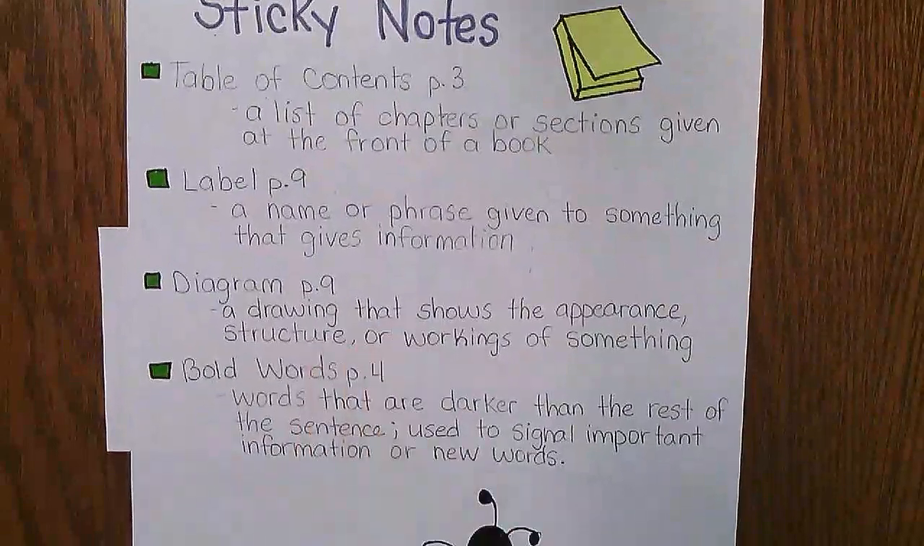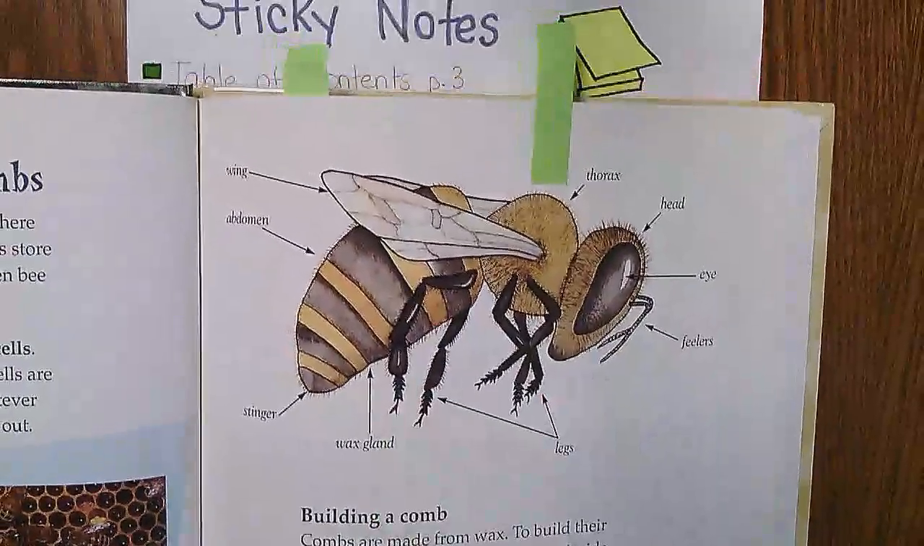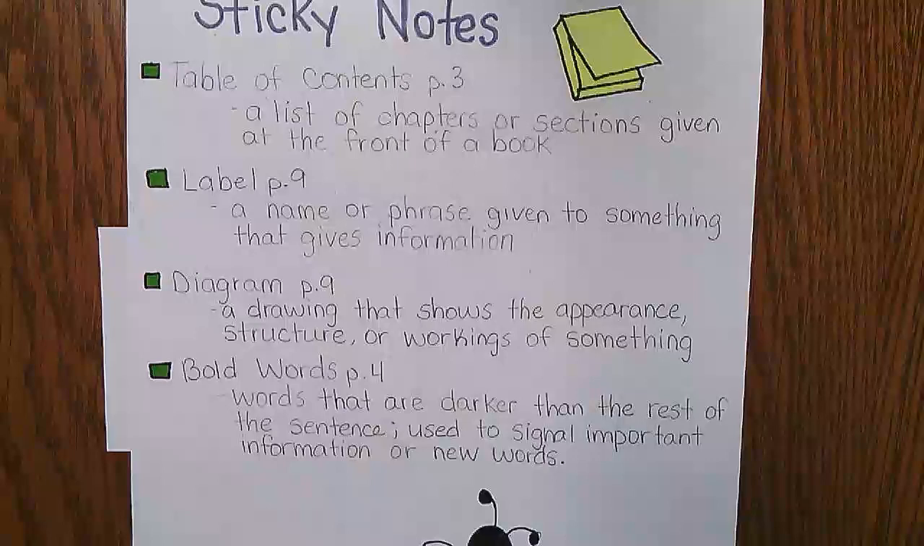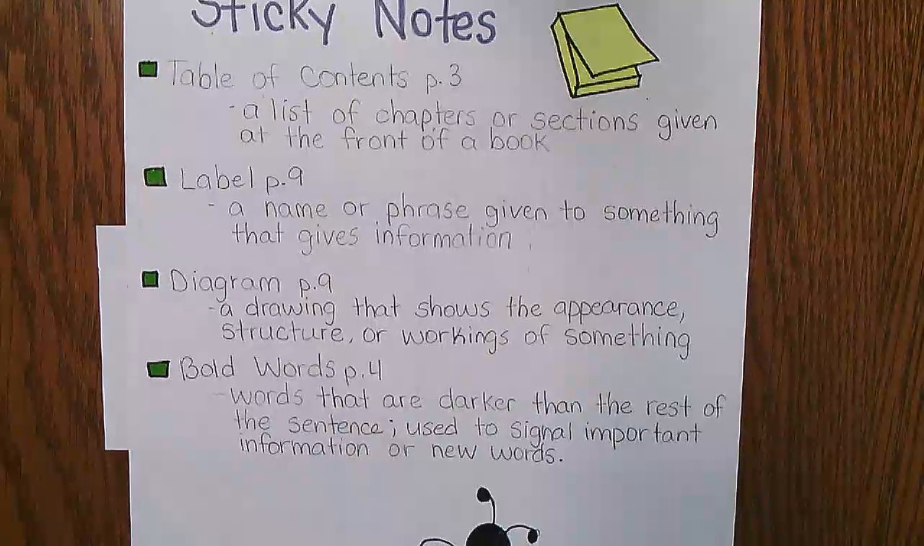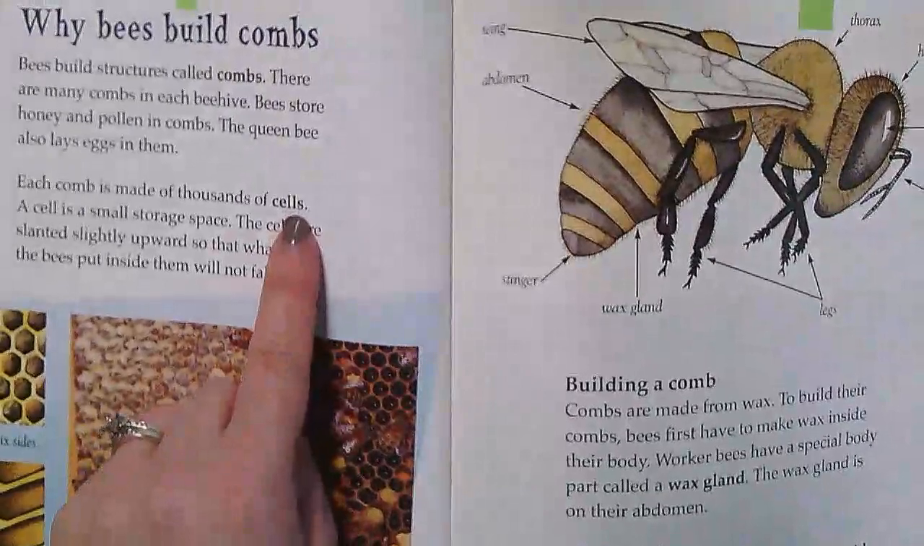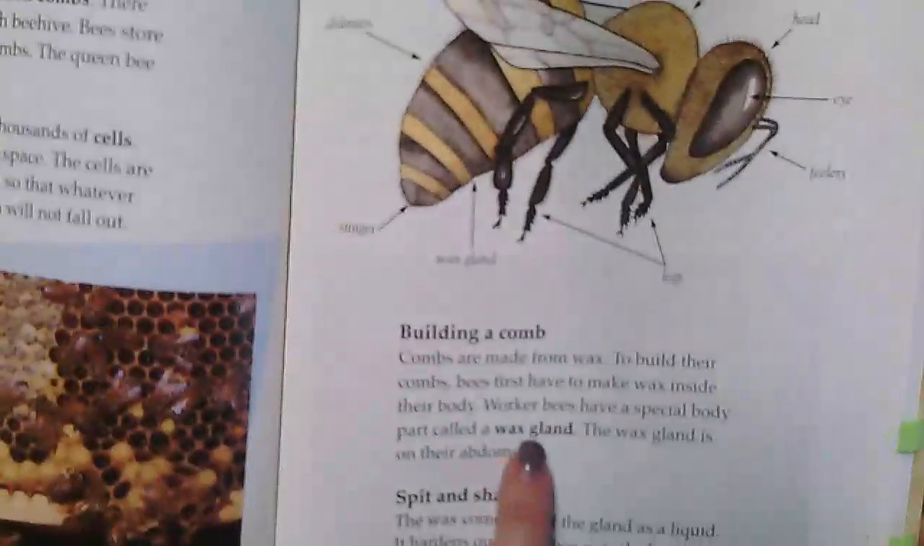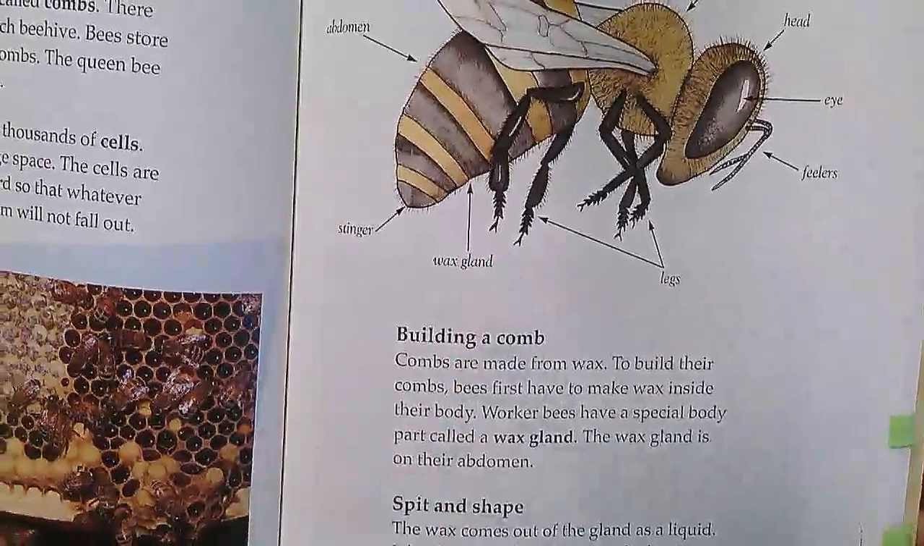Also on page 9 was the diagram that I just showed you of the bee. And a diagram is a drawing that shows the appearance, structure, or workings of something. And so again, I have this diagram of the bee's body. And the last text feature for my book was bold words, and these are words that are darker than the rest of the sentence. They're used to signal important information or new words. I didn't have a lot of bold words to pick from, but on these 2 pages you can see a couple examples. Here's the word cells, and I learned about all these little tiny comb cells, and then wax gland, which was a bee body part that I did not know about.